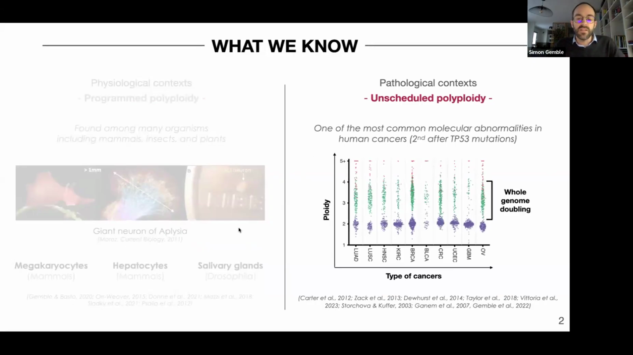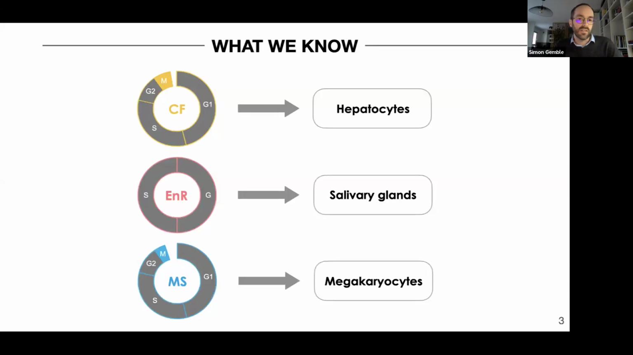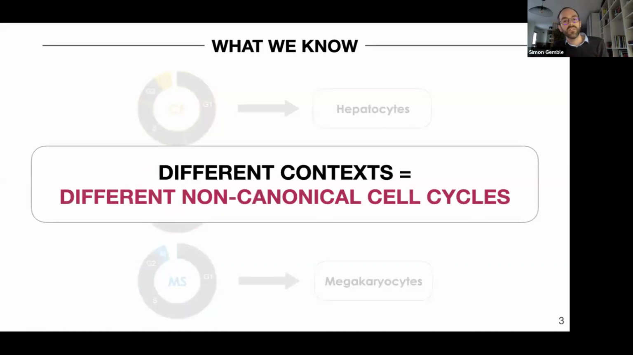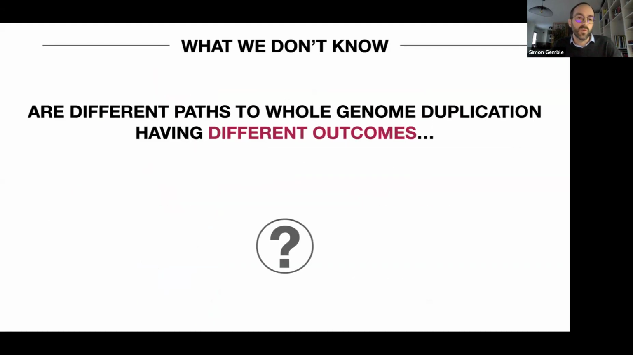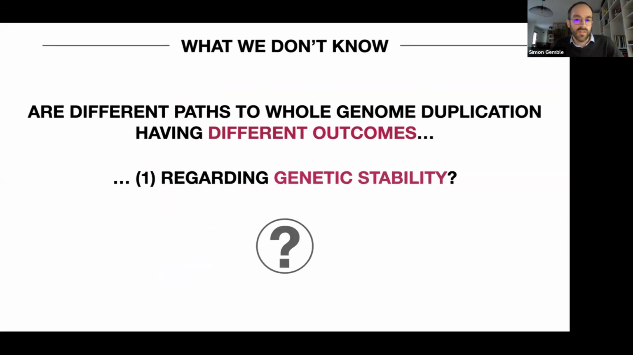But what I found interesting here is the fact that different non-canonical cell cycles can be used in different contexts. And to give you just a few examples in physiological conditions, hepatocytes are generated by cytokinesis failure, while megakaryocytes are generated by mitotic slippage. So what does it mean? It means that different contexts are associated with different non-canonical cell cycles. And so we decided to ask this question: are different paths to whole genome duplication having different outcomes? And because it's a quite big question, we decided to focus first on genetic stability.